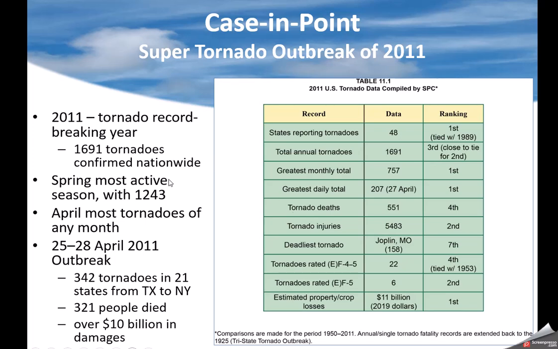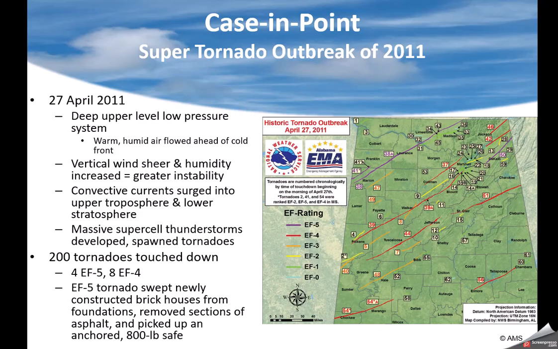But during this tornado outbreak, there was one day, an outbreak of 25 to 28 April, when there were 342 tornadoes in 21 states, and 321 people died and over 10 billion in damages. So you can see a tremendous amount of tornadoes may occur at any time in our history.